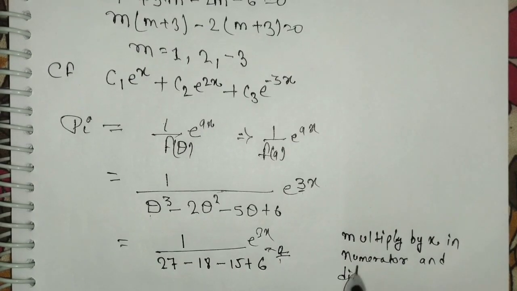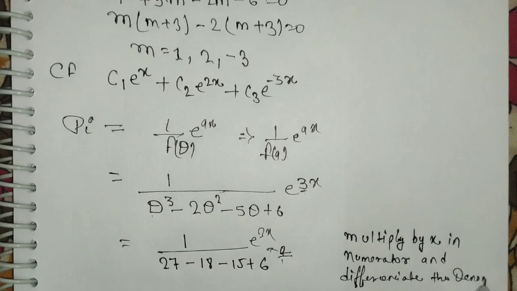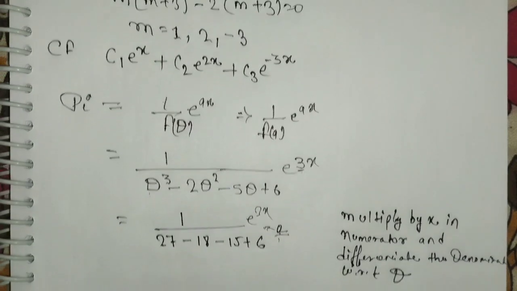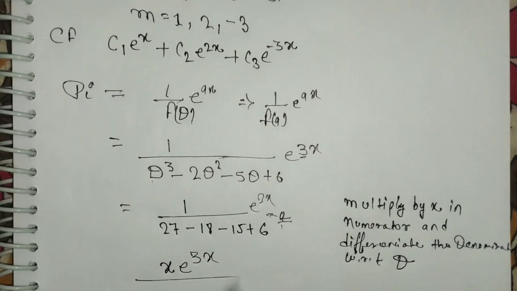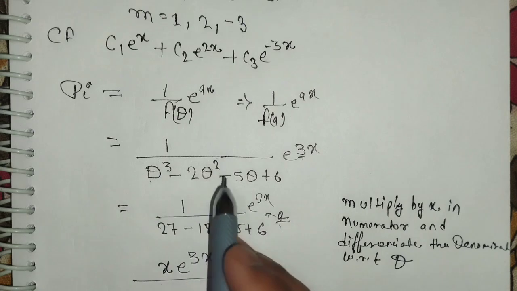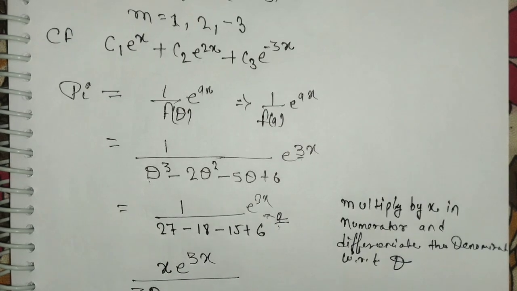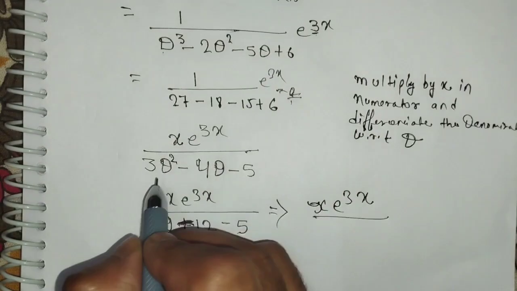and differentiate the denominator with respect to D. So multiply the numerator by x into e^(3x) and differentiate the denominator with respect to D. It becomes x e^(3x) upon 3D^2 - 4D - 5, and the constant becomes 0.